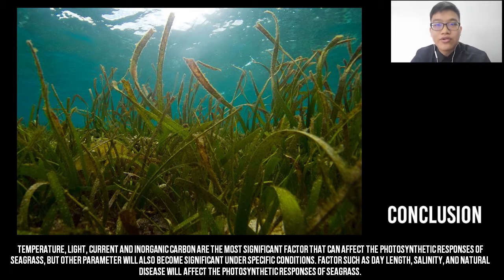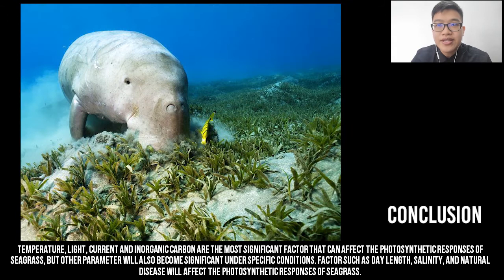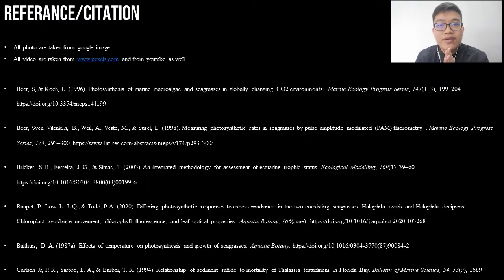So this comes to our conclusions. Temperature, light, currents, and inorganic carbon are the most significant factors that can affect the photosynthetic response of seagrass. But other parameters will also become significant under specific conditions. Factors such as day length, salinity, and natural disease, and so on, will also affect the photosynthetic response of seagrass. Although we never discussed other factors in this presentation, they are prominent enough as well.